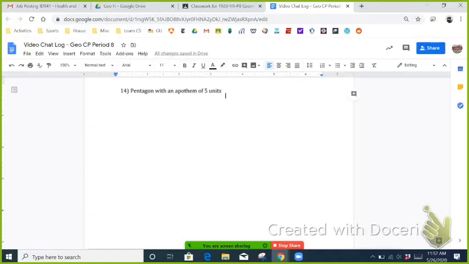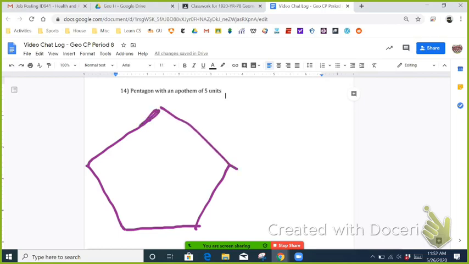Okay, we have to find the area of a pentagon with an apothem that's 5 units long. So an apothem is the height of a triangle when you divide the pentagon into smaller triangles. So if we take this purple pentagon and divide it into 5 equal triangles, then the apothem is this right here. It's the height of this triangle.